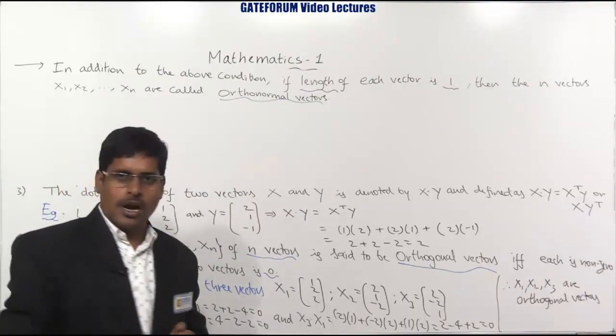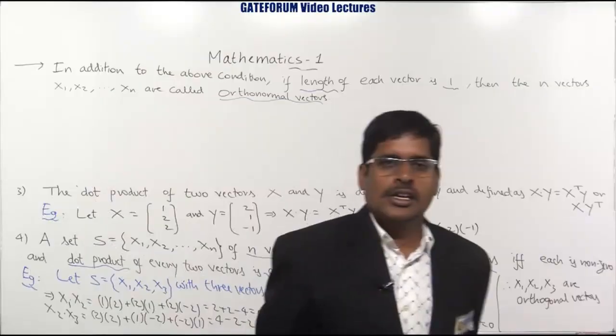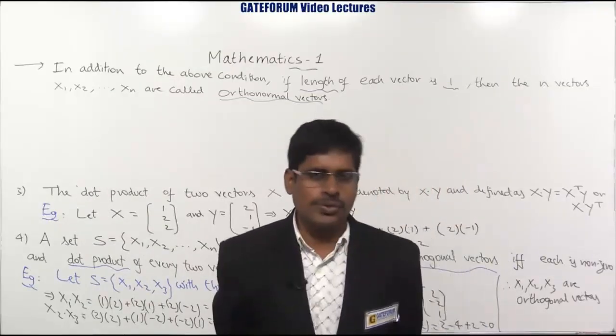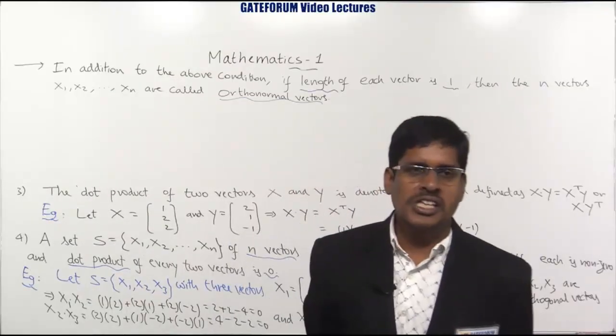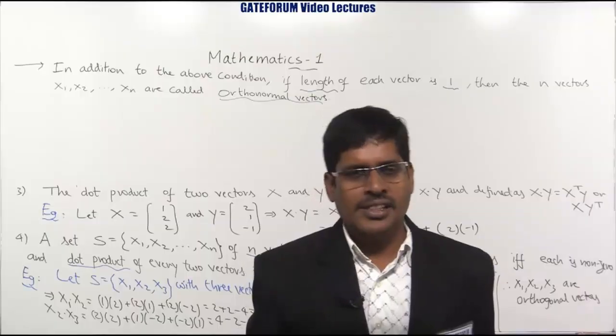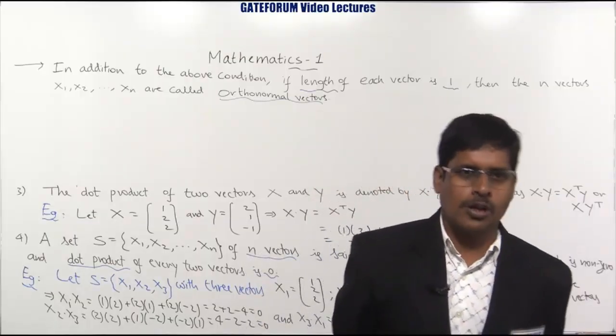Orthogonal vectors means the dot product of every two vectors is 0. In addition to this condition, if the length of each vector is 1, then the given vectors are called orthonormal vectors.